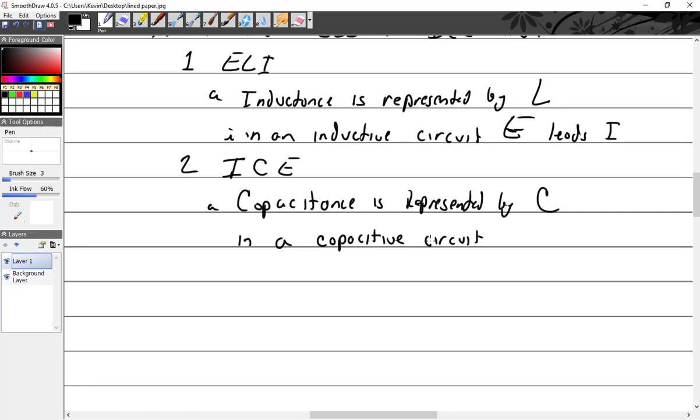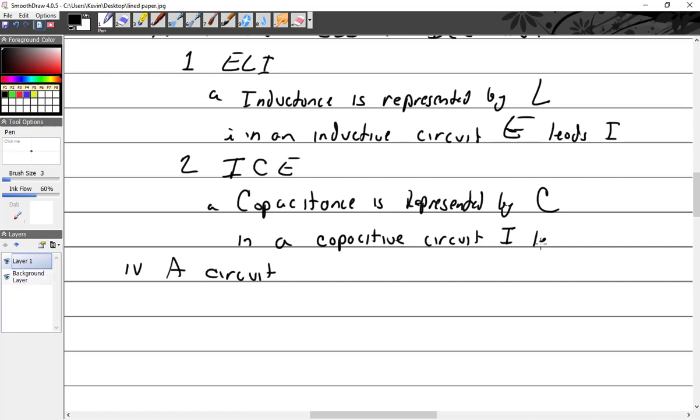Let me see. I'll write this just so we know it. You say, well, you didn't put it in your notes. You didn't finish. In a capacitive circuit, what do you think happens? Help me out. In a capacitive circuit, what happens?